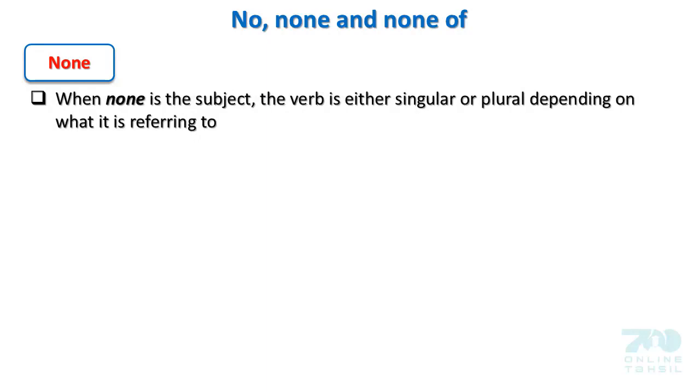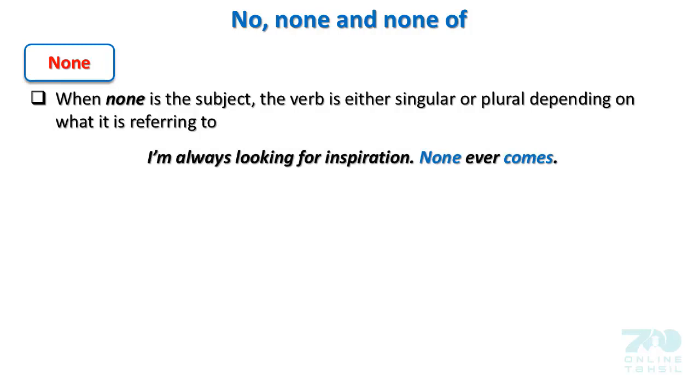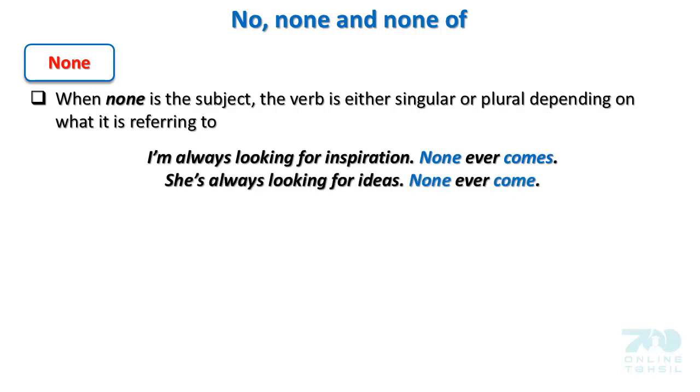When none is a subject, the verb is either singular or plural, depending on what it is referring to. I'm always looking for inspiration. None ever comes. She is always looking for ideas. None ever come.